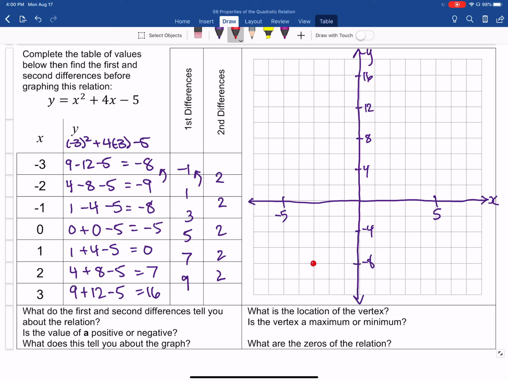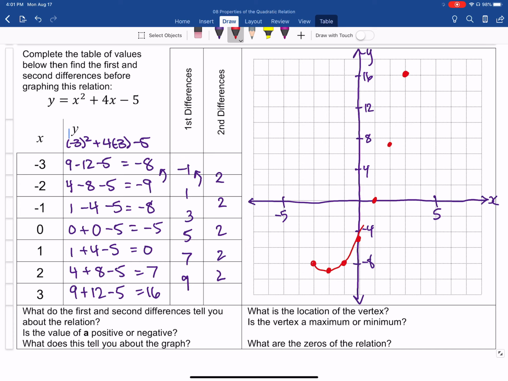So negative 3, negative 8 is here. Negative 2, negative 9 is here. Remember your scale. 0, negative 5, 1, 0, 2, 7, and 3, 16.